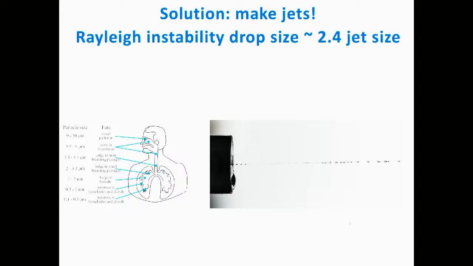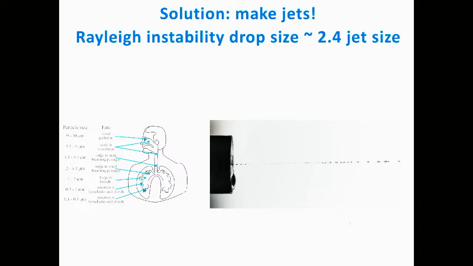And so the easy solution to all this messy drop generation problem seems to be, instead of making liquid sheets that do complicated things, just make a jet. Because the Rayleigh instability tells you that if you can make a nice jet, you will get droplets that are 2.4 times the size of the jet. And this is actually a very fine jet, which is part of my talk that I will explain to you in a second.